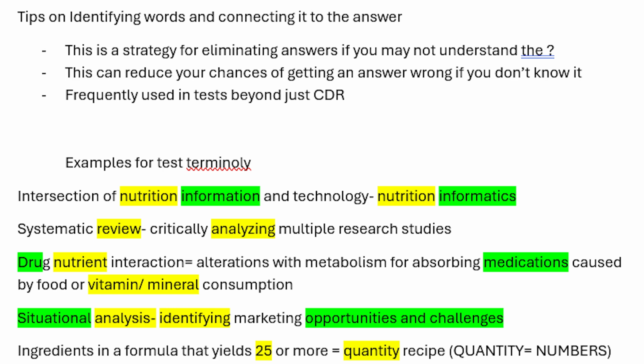Ingredients in a formula that yields 25 or more. Now, when we think of a number, we think of quantity. Anytime there is the answer quantity, you're immediately going to know that there is some sort of number or numeracy associated with either the answer or the question. So quantity is always going to be related to numbers.